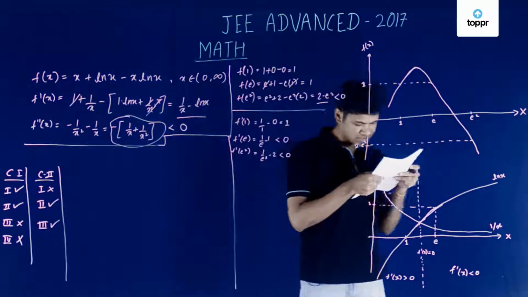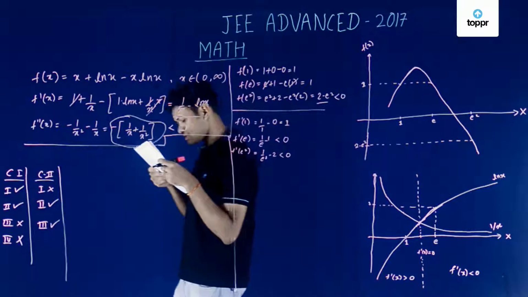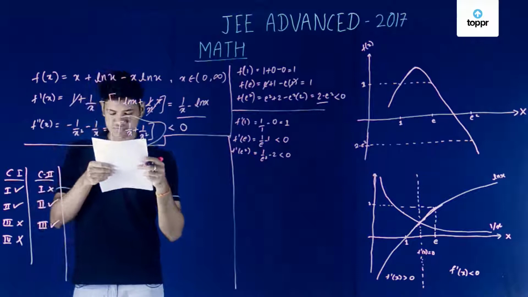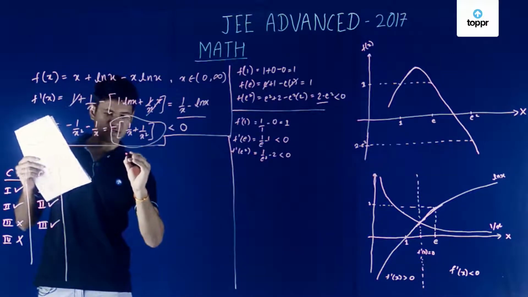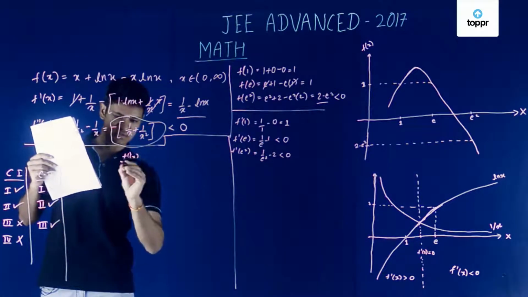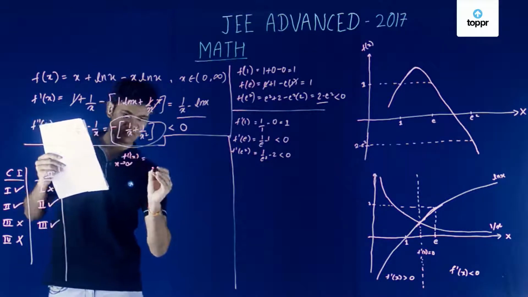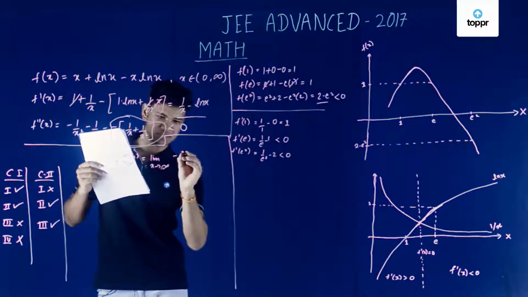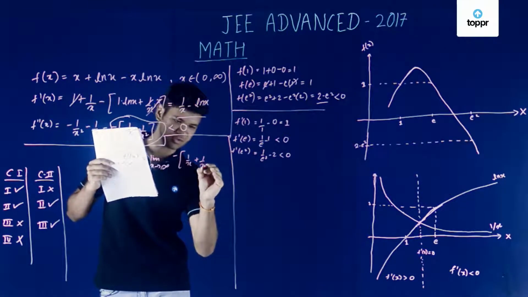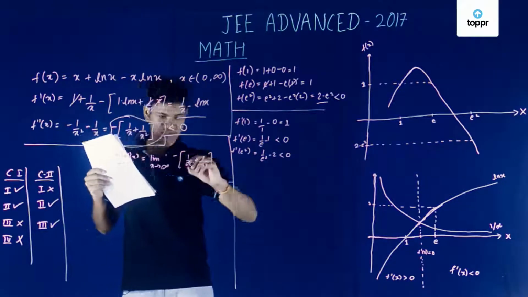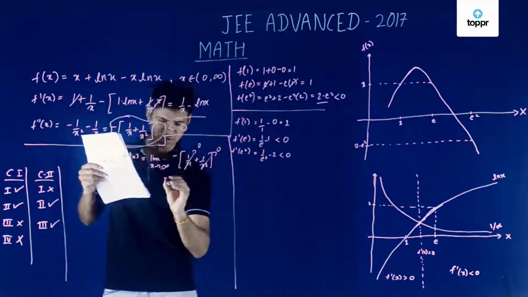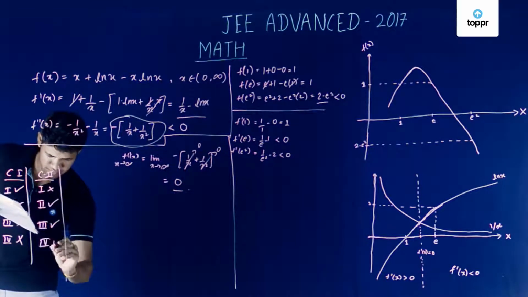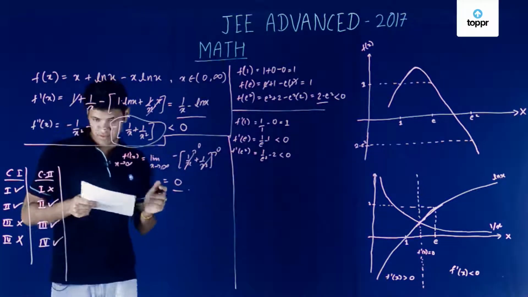And the fourth option states that f double dash x for x tending to infinity is 0. Now, f double dash x for x tending to infinity is the limit as x tends to infinity of minus 1 upon x plus 1 upon x square. For x tending to infinity, this term goes to 0, this term also goes to 0. So yes, 0. So the fourth option is also correct.